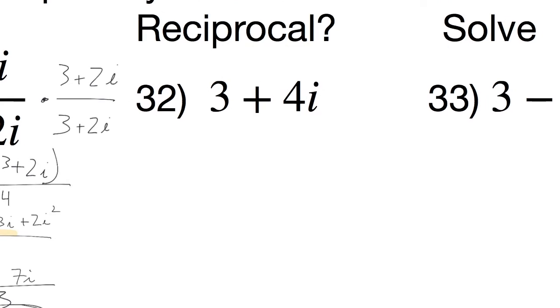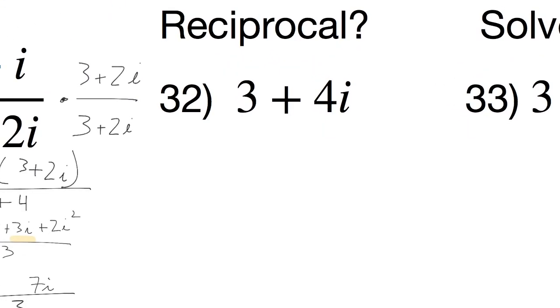What is the reciprocal of 3 plus 4i? Well, I'm not going to do the whole thing. This video has gone on long enough. We've got 3 plus... The reciprocal would be 1 over 3 plus 4i.